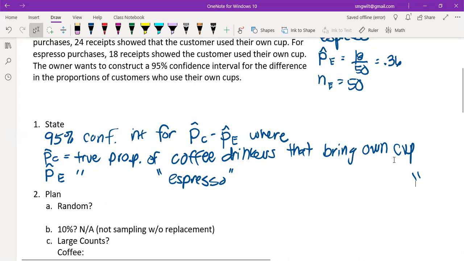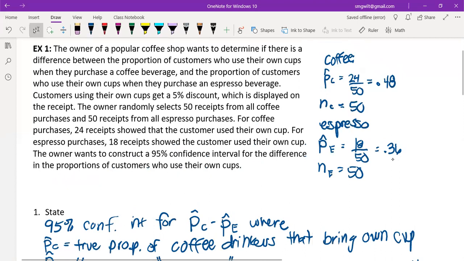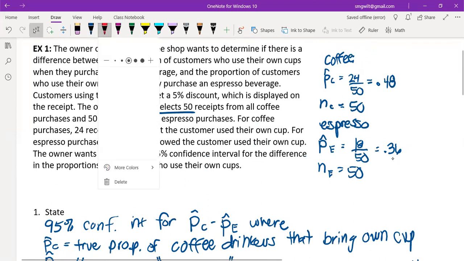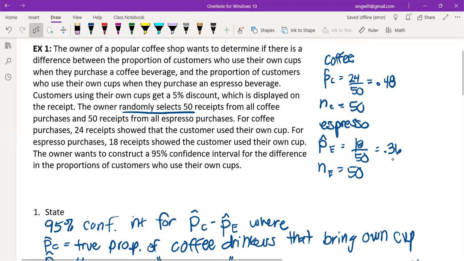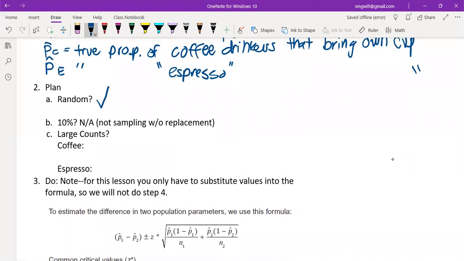So we have to check if it meets the three requirements. The first requirement is, is it random? So if we're looking at how they selected, she randomly selects 50 receipts from all coffee purchases and 50 receipts from all espresso purchases. So it says randomly. So that means that it meets this requirement that it is random. We do not have to check the 10% of the population because we are not sampling a finite situation without replacement, but we do still have to check large counts.